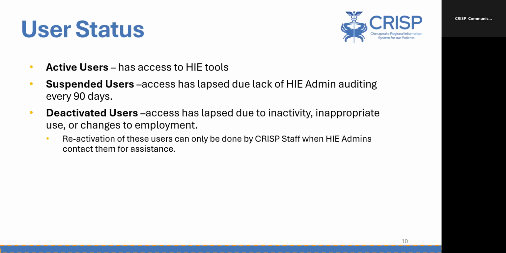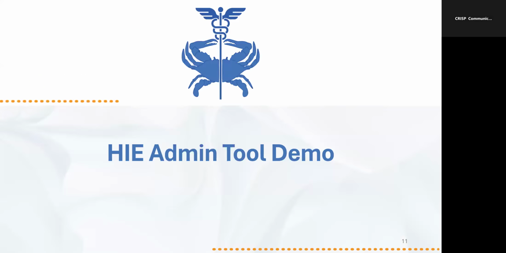Reactivation of these deactivated users only can be done by CRISP staff. So we encourage admins to try to stay as up to date as possible when auditing users, because once they go into the deactivated zone, it does require a phone call or an email to our support staff for them to recertify or reactivate that deactivated account. Okay, so that is the background I wanted to cover, and now without wasting any other time, I do want to jump into the tool.